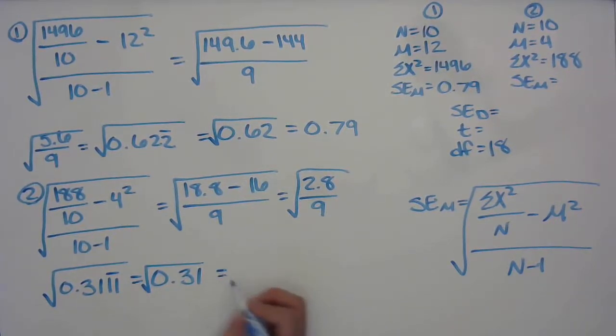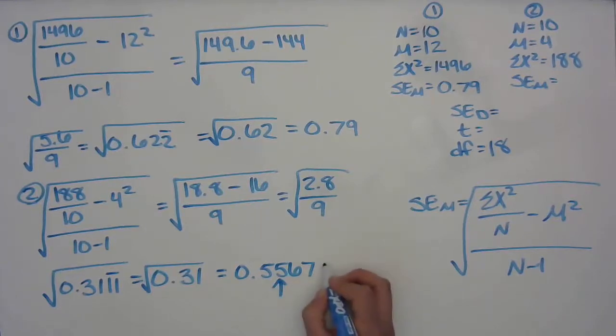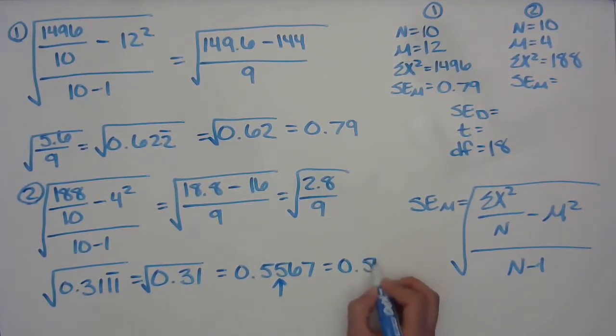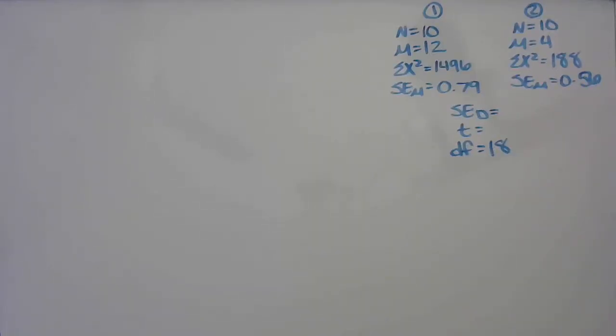Go ahead and find the square root of that, and that will give you 0.5567, and we need to round to this number here. So our final answer for that will be 0.56. Okay, so our standard error of the mean for group 2 is 0.56. Okay, so next let's go ahead and find our standard error of the difference and our t-value.